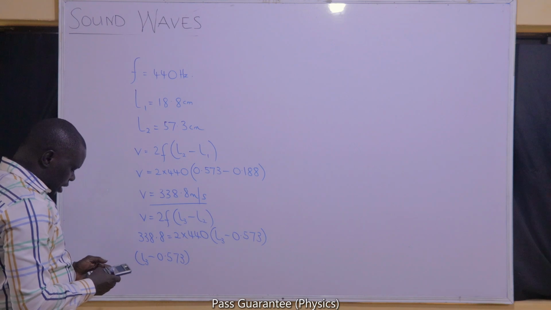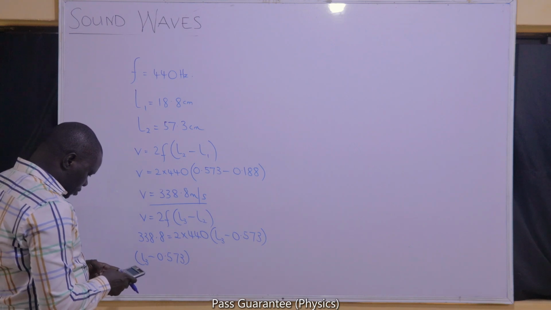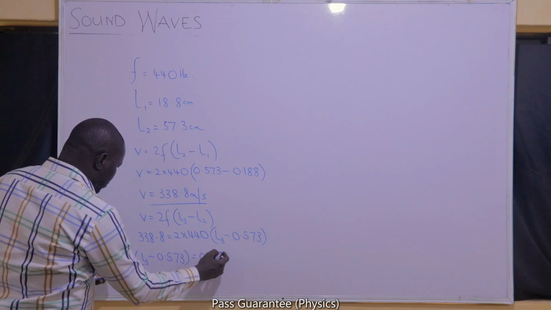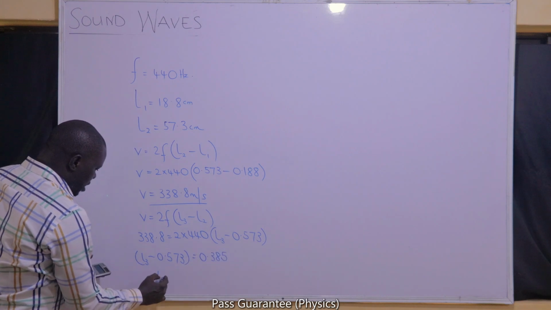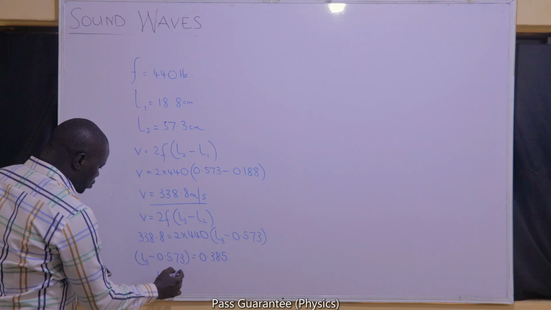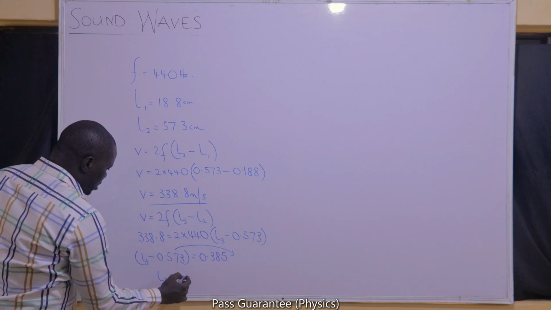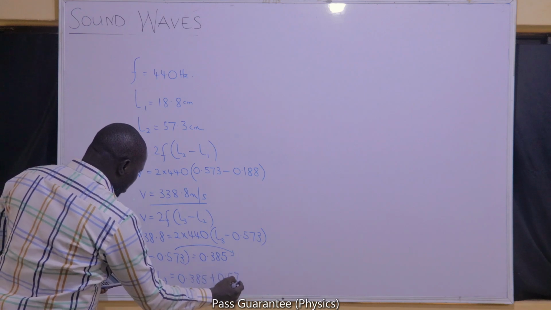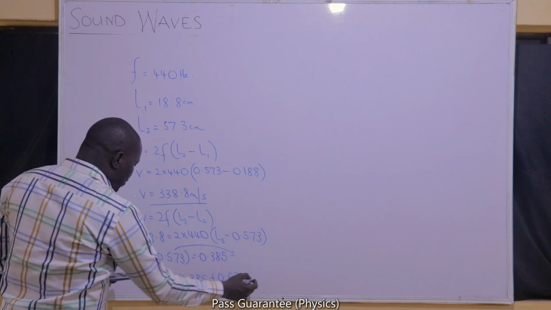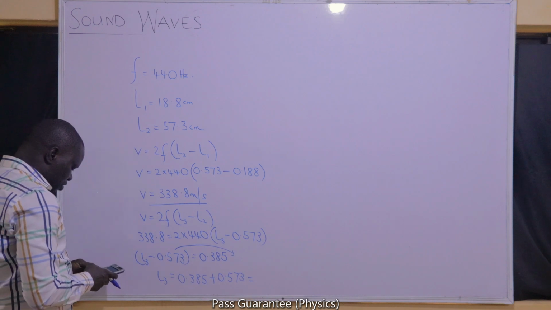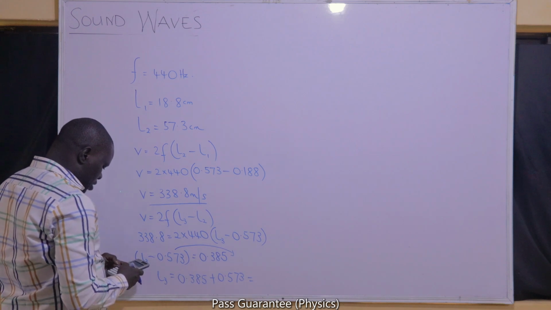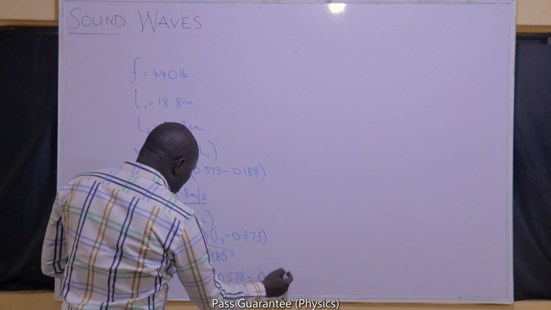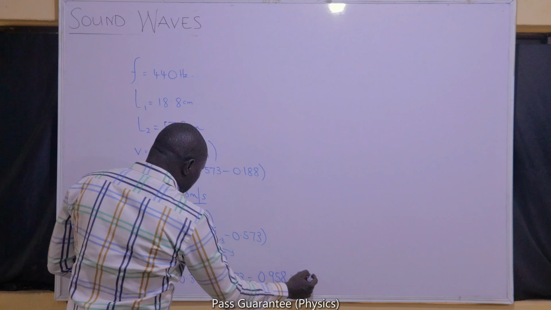So I can solve for L3 minus 0.573, which must be equal to 338.8 divided by 880, which is 0.385. That means that my L3 must be equal to, if I take this to the other side, 0.385 plus 0.573. That should give me 0.958, or better put, 95.8 centimeters.